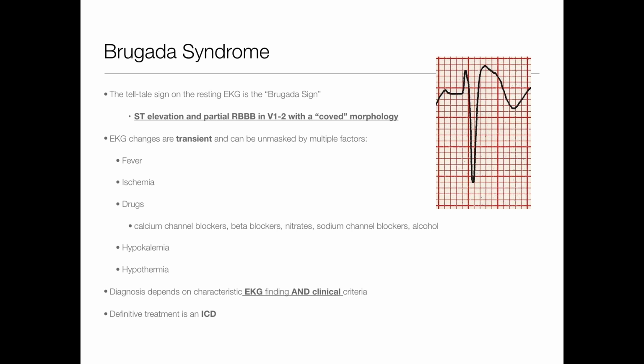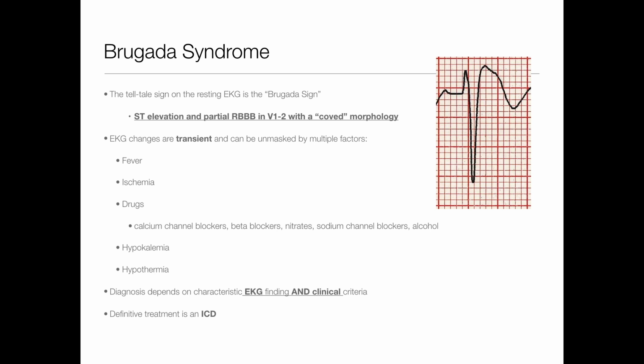What we see is that these ST changes are completely transient and can be unmasked when certain things happen. So if the patient comes in with a fever and you happen to get an EKG, you may detect it, whereas you couldn't have before. If they're having some myocardial ischemia or they've taken certain medications such as calcium channel blockers, beta blockers, nitrates, sodium channel blockers, and alcohol, now you may be able to detect the Brugada sign. Hypokalemia and hypothermia are a couple of other things that can make the Brugada sign show up on the EKG.